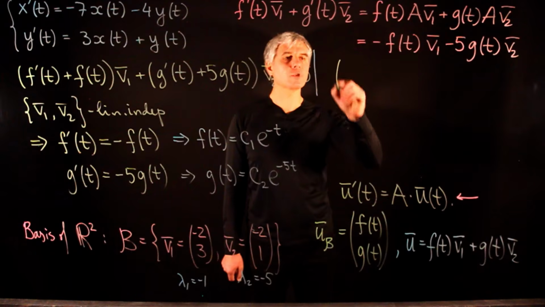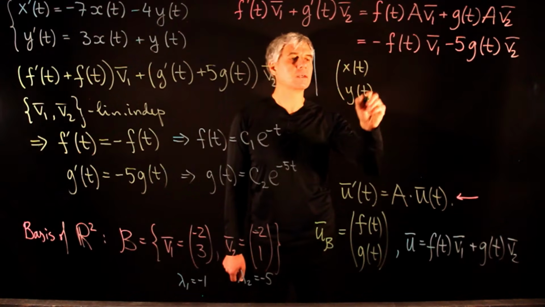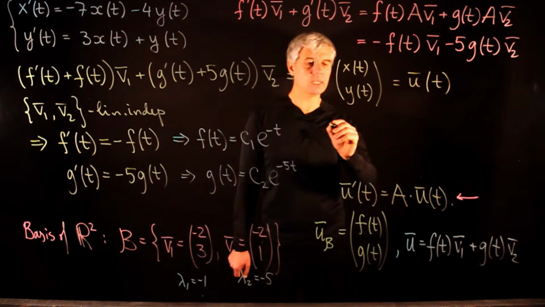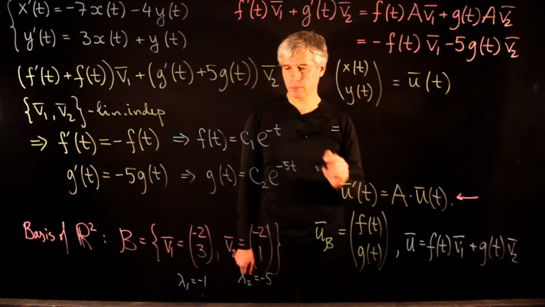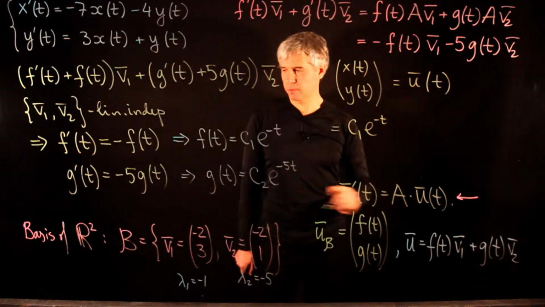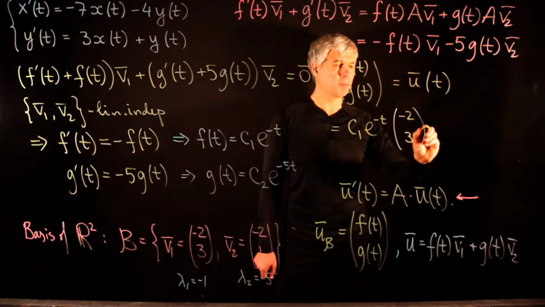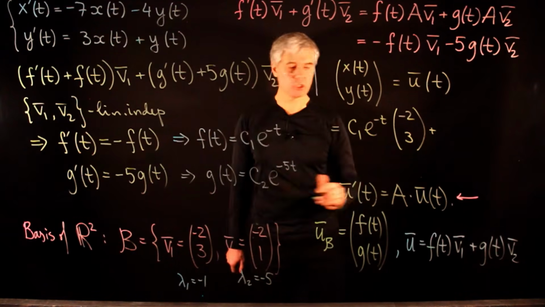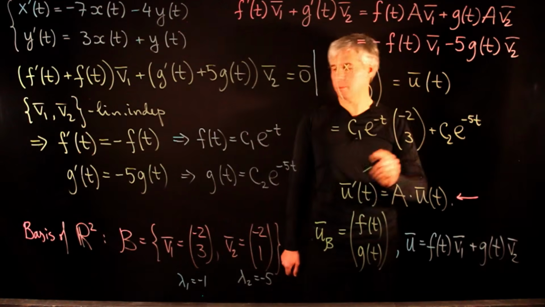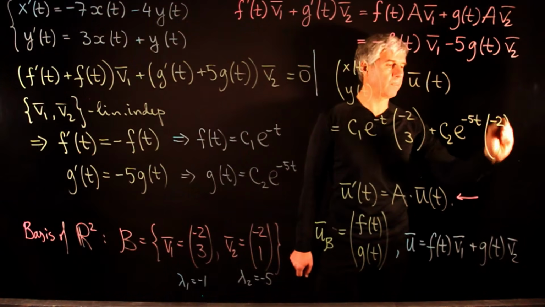Now we obtain the solution for our problem: the column vector x of t, y of t, which is our vector u of t, is equal to f, which is c1 e to the minus t, times v1, which is the vector minus 2, 3, plus g, which is c2 e to the minus 5t, times the vector v2, which is minus 2, 1.